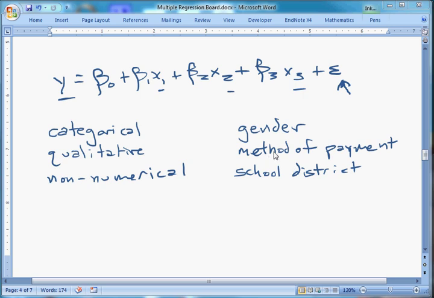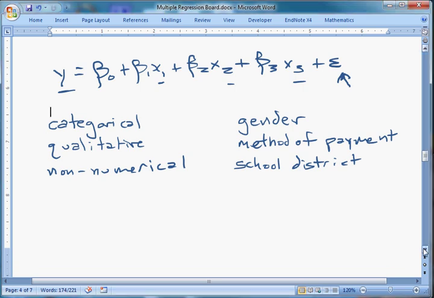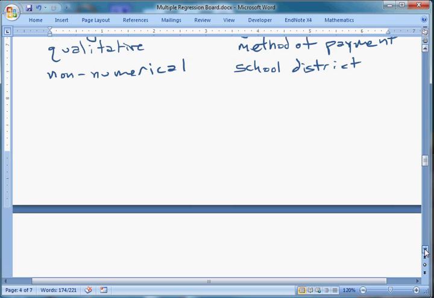But some of these are harder, right? Method of payment. I mean, it's hard to do method of payment numerically, right? It's hard to do gender numerically. So should we care? Do we care? Well, we might care quite a bit. And I'm going to use an example of made-up data that I built to show you an example of when this should really be concerning.